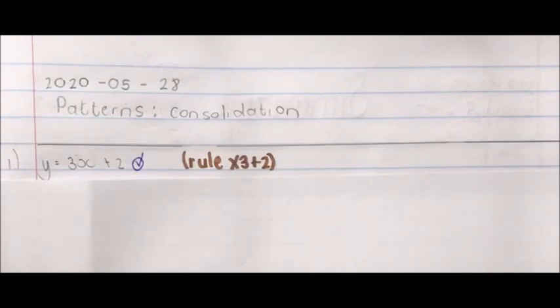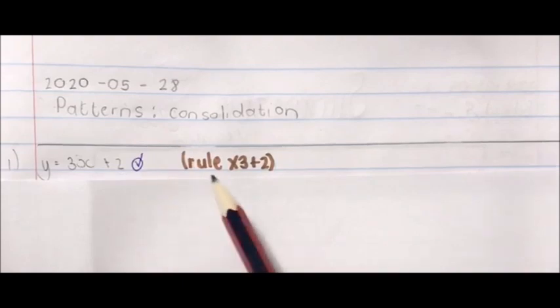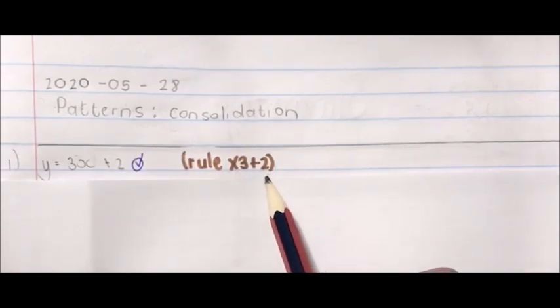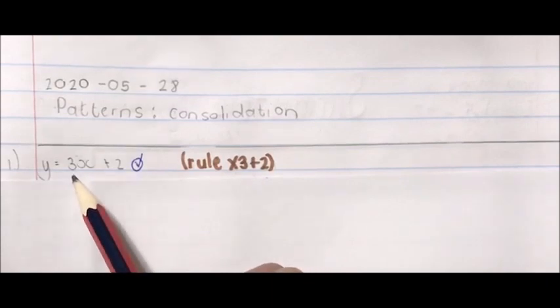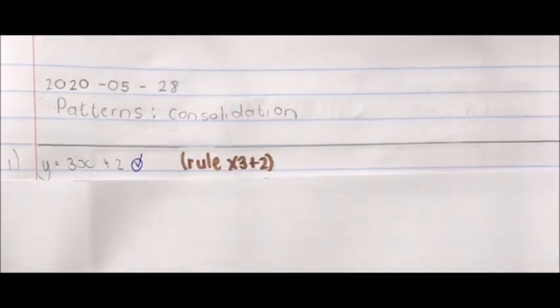Remember, you don't need to know the formula, so I've also written the rule in brackets. You write the following in grey pencil and then in color. Rule: times 3 plus 2. So remember, if the 3 and the x are standing next to each other, it means multiply and then you add 2. I've now given you the rule, and now we are going to complete a table.